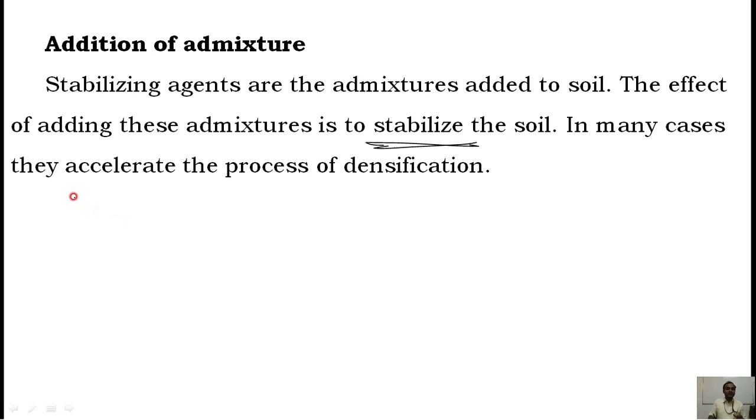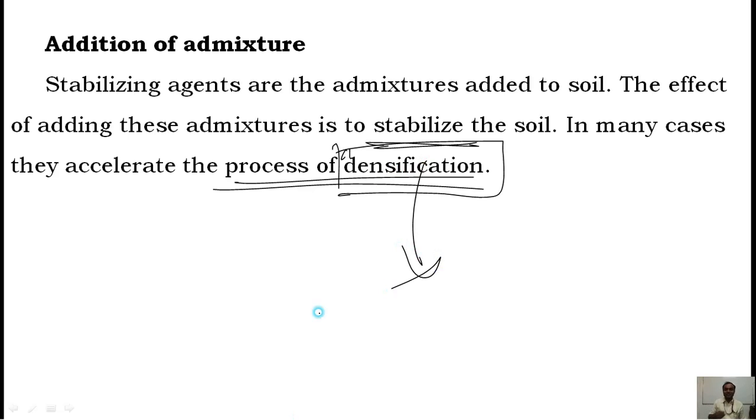In many cases, they accelerate the process of densification. I was reading it as disinfection, but the spelling is different. That's why I was wondering why disinfection came here. Disinfection is there in water supply, that is what I was thinking in my mind. This is densification. Therefore, there are many admixtures. By adding them, the density will increase. That is why they call it densification.